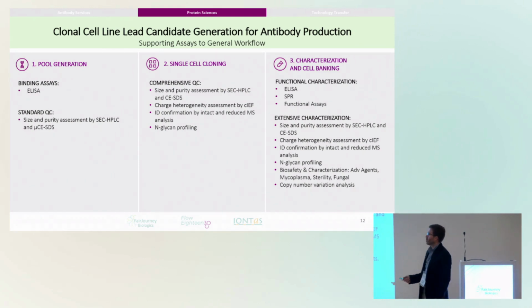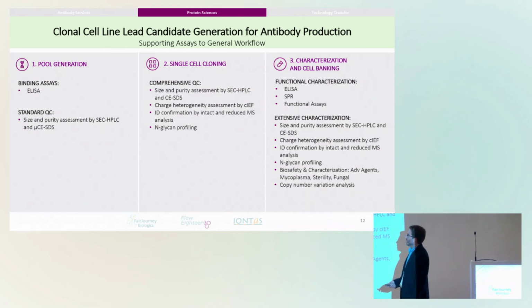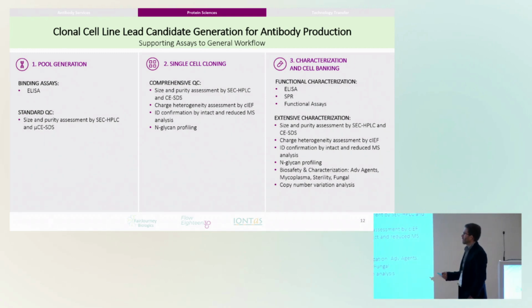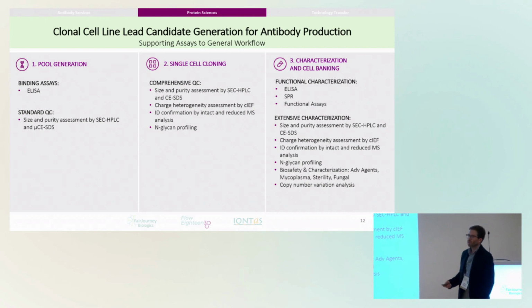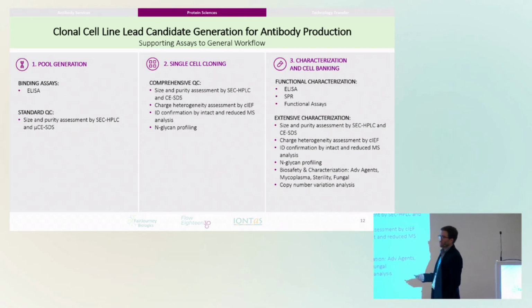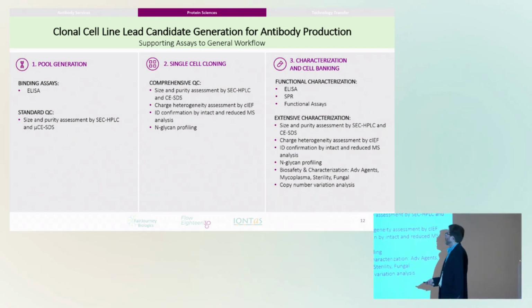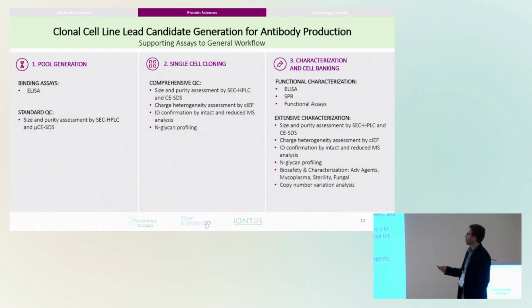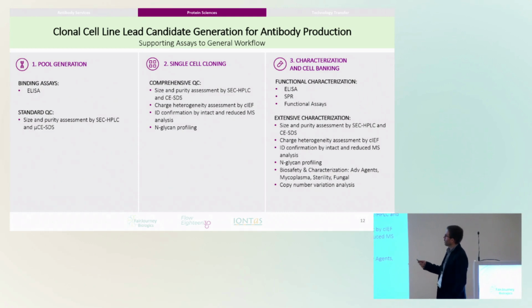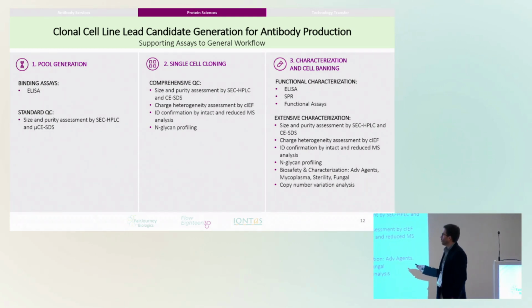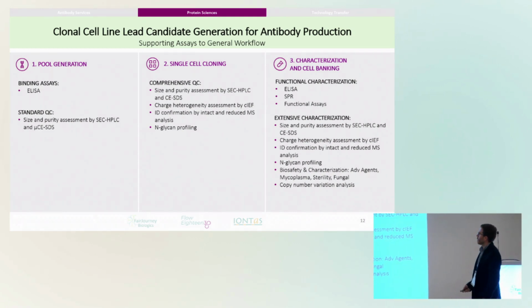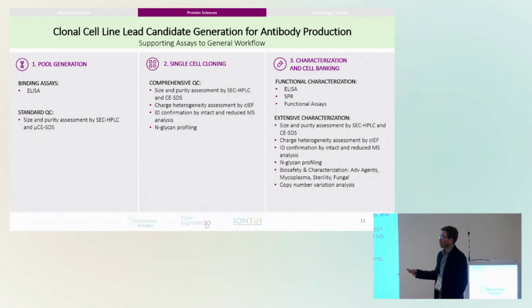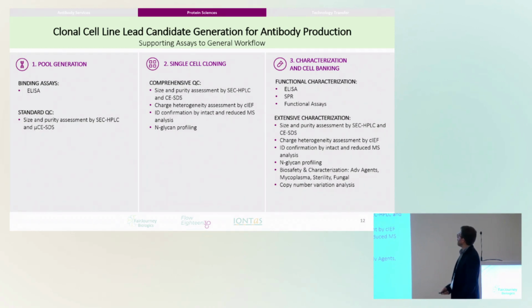In the first step, we can go from specificity binding assays, such as ELISA, for example, but also size and purity assessment by HPLC. Then once we proceed and it becomes more specific, we start to increase the type of assays, namely going, for example, for charge heterogeneity and also confirmation by mass spec. And if it's important in your case for the antibody, looking at the glycan profiling.